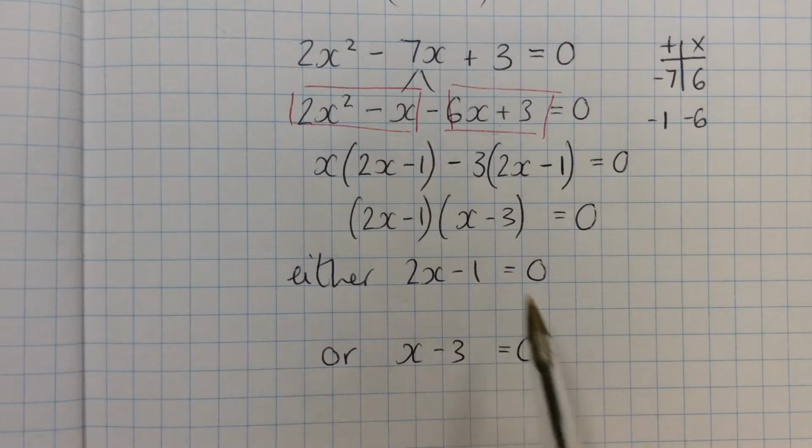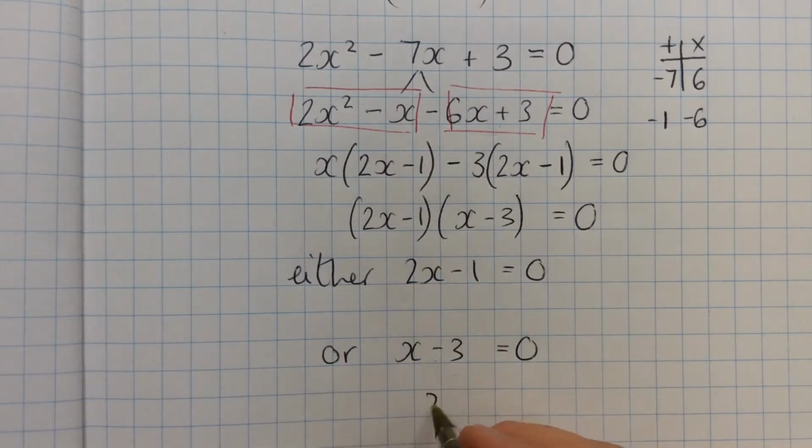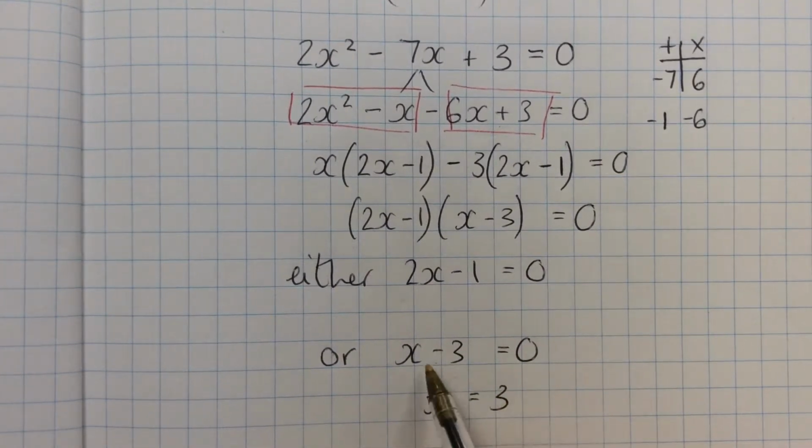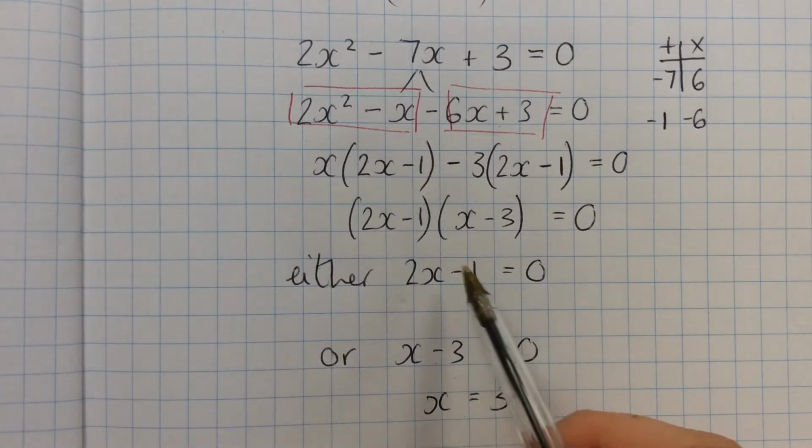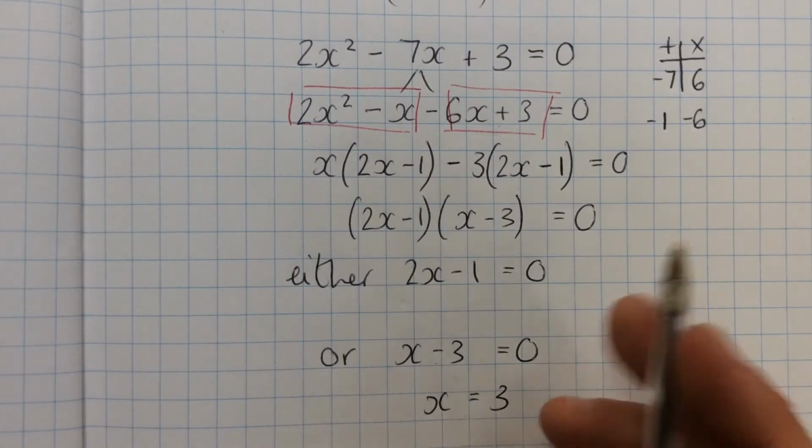This one's a bit easier. If x minus 3 equals 0, x equals 3, we can just take the minus 3 over there and make it positive. This one, a little bit more complicated.